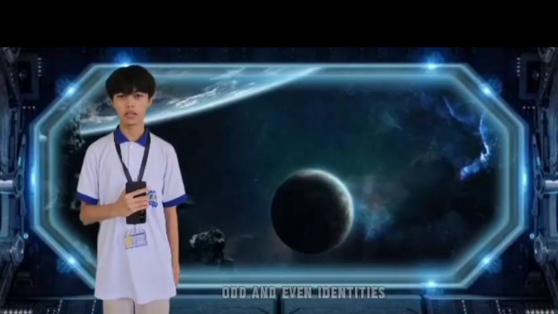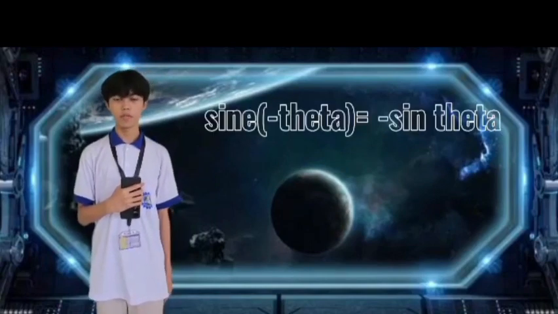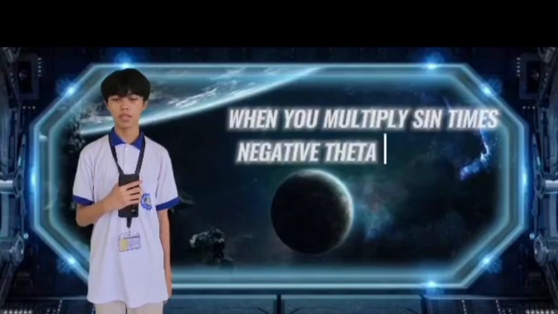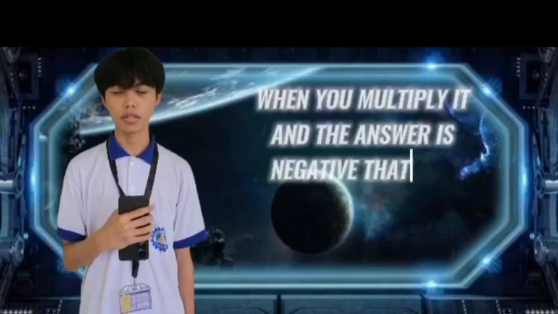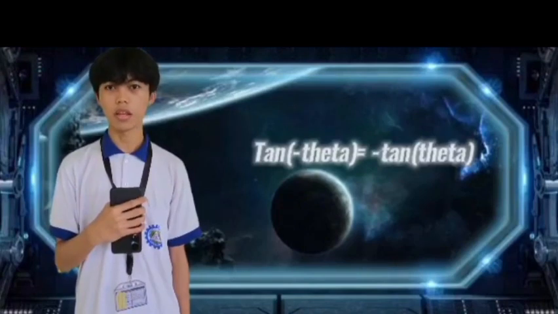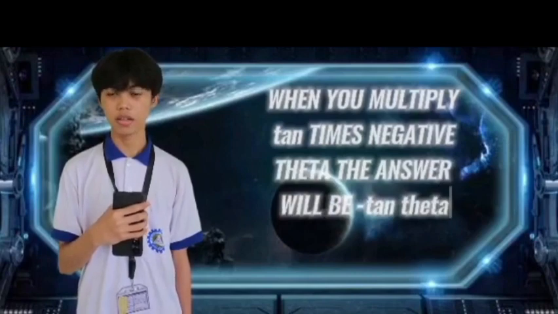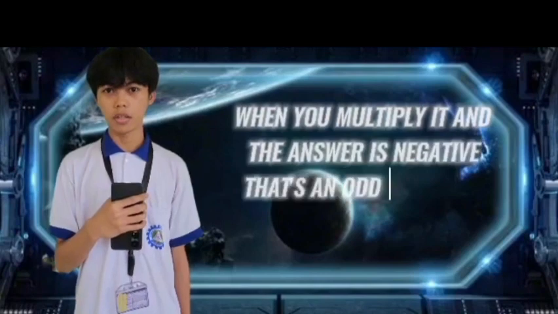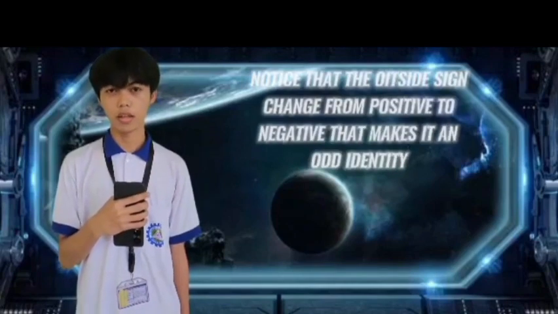Odd and even identities. Odd identity. Sine times negative theta equals negative sine theta. When you multiply sine times negative theta, the answer will be negative sine theta. When you multiply it and the answer is negative, that's an odd identity. Tangent times negative theta equals negative tangent theta. When you multiply tangent times negative theta, the answer will be negative tangent theta. When you multiply it and the answer is negative, that's an odd identity. Notice that the outside sign changed from positive to negative, that makes it an odd identity.